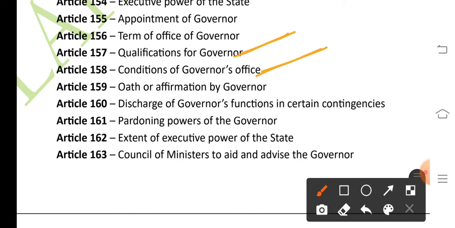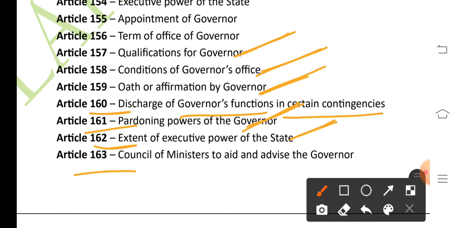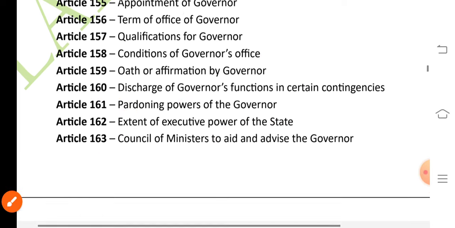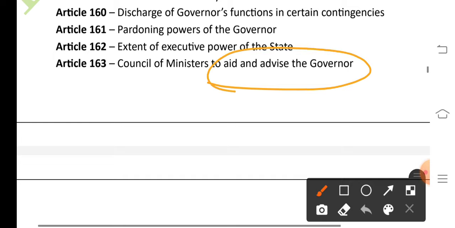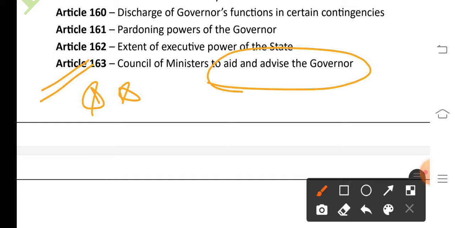159, oath or affirmation by governor. 160, discharge of governor's functions in certain contingencies. 161, pardoning powers of the governor. 162, extent of executive power of the state. 163, this is a very important article, Council of Ministers to aid and advise the governor. So there will be a council of ministers to aid and advise the governor on various matters. So that comes under Article 163, which is very important.